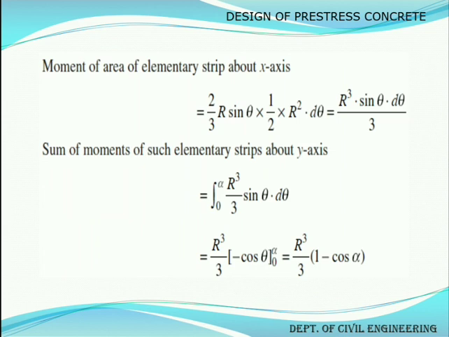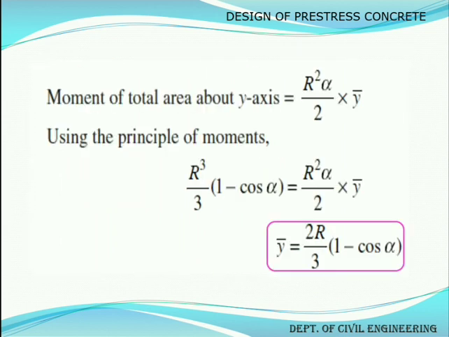Therefore, integrating r cube sine theta d theta with the limits 0 to alpha, we get the moment of the various strips as r cube by 3 into bracket 1 minus cos alpha. Then the moment of the total area about the y-axis.